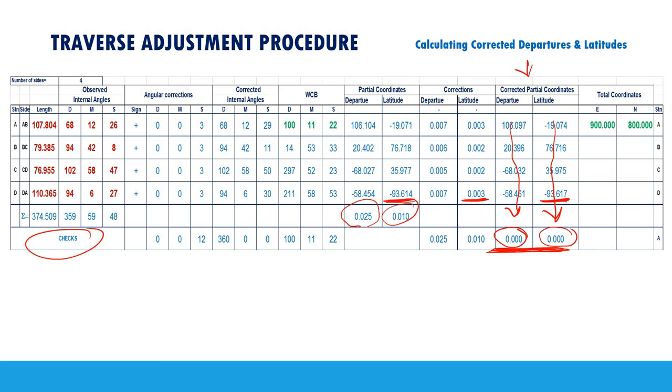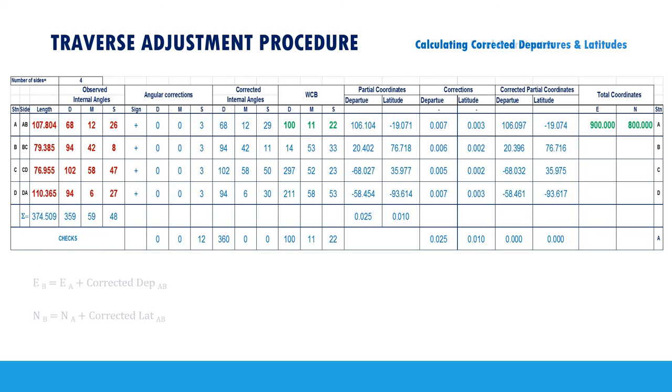Okay guys, now the last stage, which is calculating the total coordinates. Let's move to it, which is this one here. After we have calculated everything, this is a very straightforward one. You know that we always have to start from known coordinates. In this case, we've been given the coordinates of station A, 900 for the easting and 800 for the northing. Now we are going to calculate easting and northing of B, easting and northing of C, easting and northing of D, and then we can double check by recalculating easting and northing of A.